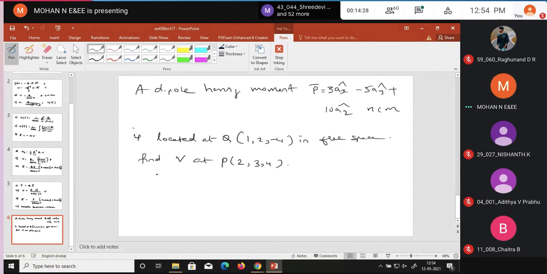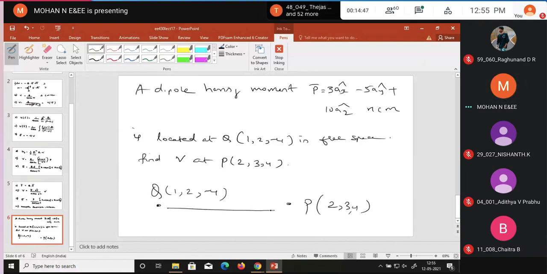So what I will do is locate this dipole at the point (1, 2, -4), and I want to find the potential at this point, that is (2, 3, 4). So this is the dipole location, and due to this dipole, what exactly is the potential? I'll leave this slide for a few seconds. Please note down the question. Let us solve.